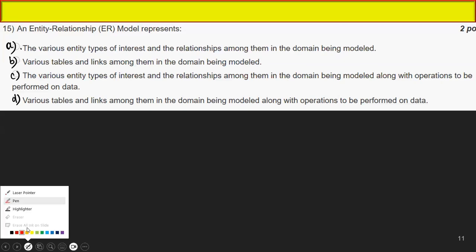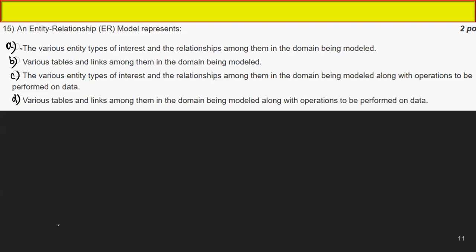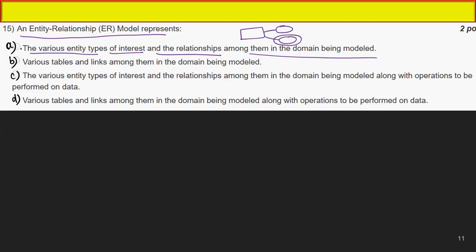Fine. So first question from the ER model. The entity relationship model represents various entity types of interest and the relationship among them in the domain being modeled. So we are going to have an entity, and the entity has corresponding attributes. There are different types of attributes, and each attribute corresponds to some domain.